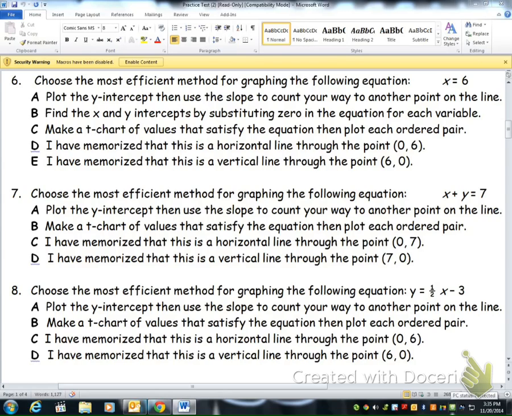If you look at the first one, x equals 6, we've talked about before the fact that x equals a number is a line that is parallel to the y-axis, meaning a vertical line, and it crosses through, obviously, where x is 6 and y is 0. So you should have memorized that it's a vertical line through the point (6, 0).